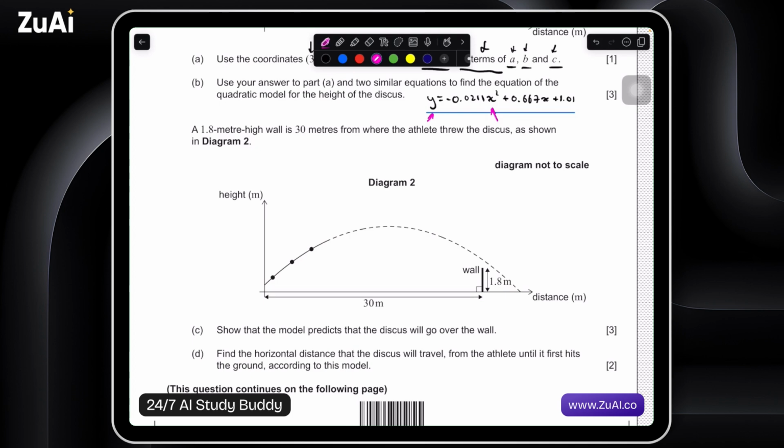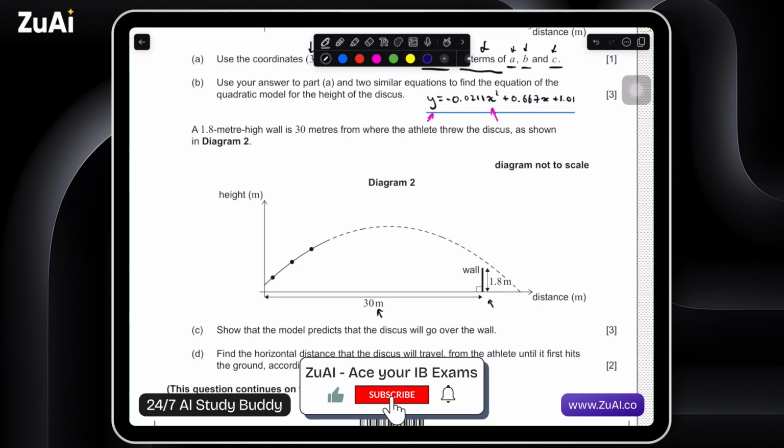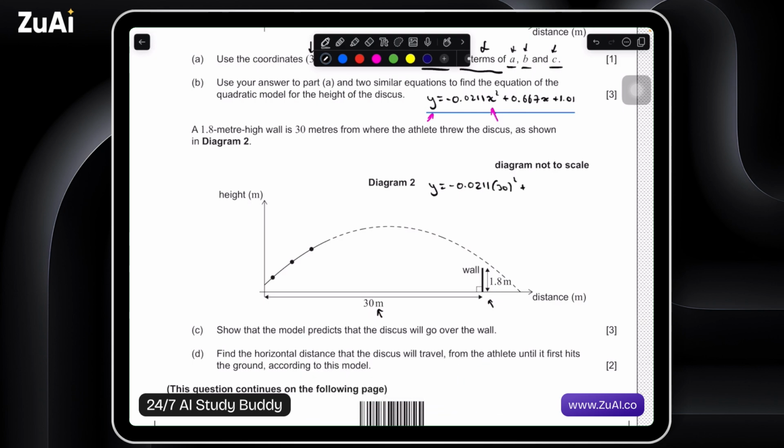So we want to ensure that when we are 30 meters away, we're at least 1.8 meters high. Let's find the height when we are 30 meters away. So negative 0.0211 times 30 squared, plus 0.667 times 30, plus 1.01. Let's go ahead and work this out.